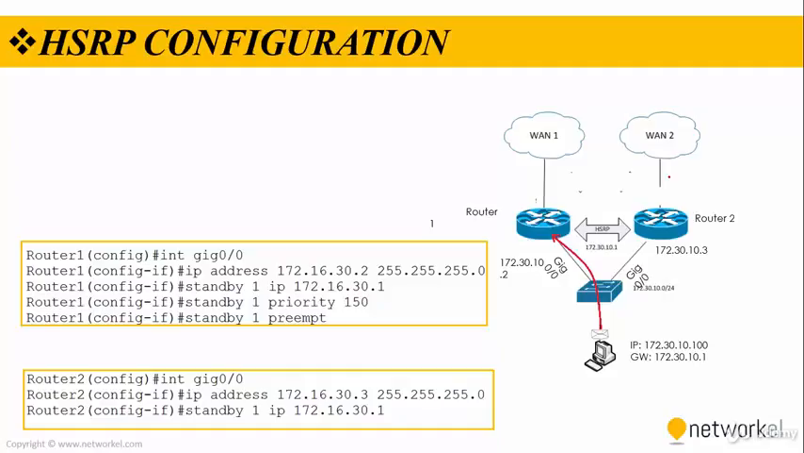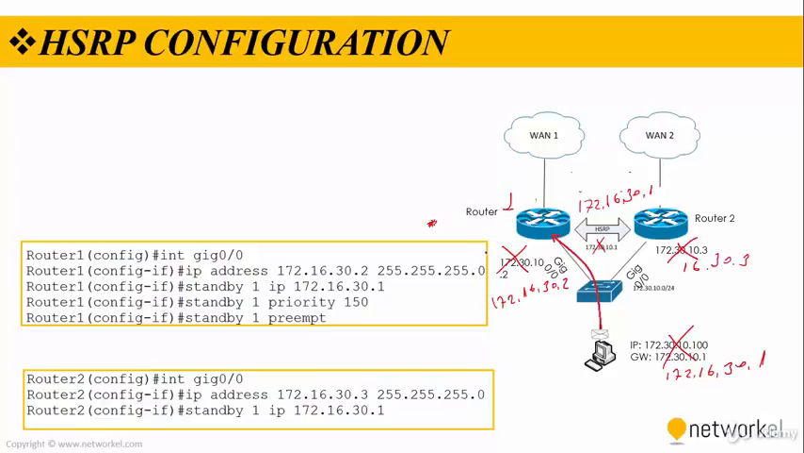And here is the configuration of the HSRP. First, I need to fix the IP addresses for my configuration. The IP address in here is 30.2 and here is 30.3, and my gateway is 30.1, and my HSRP is also.